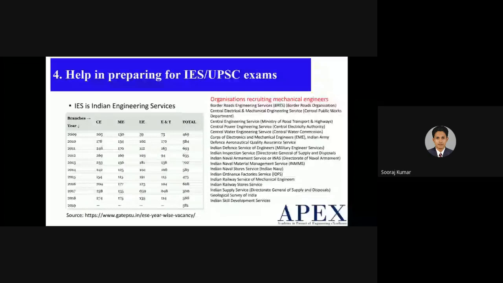Okay, to get into IES, always the people who write IES, first they write GATE, because if they cannot clear GATE, they cannot clear IES. Okay, first step to clear IES is to clear GATE. Once you clear GATE, GATE is valid for 3 years. So if you write GATE this time, say 2021, you can apply for admissions in 2021, 2022, 2023, for post graduation.